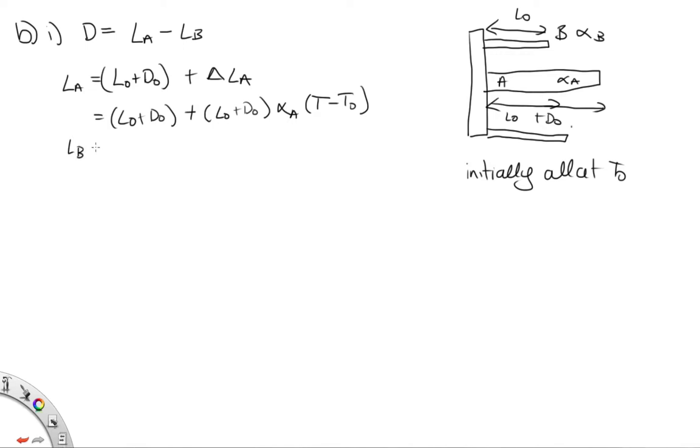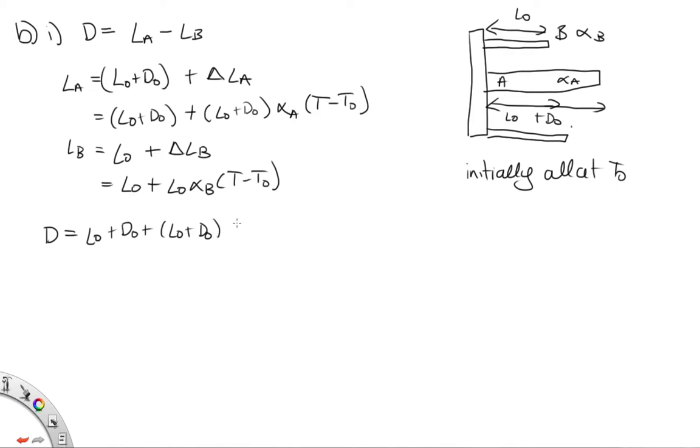Similarly for length B, it's equal to L naught plus the change in length B. This is the initial length of B, and so that's L naught plus L naught alpha B (T minus T naught). Okay, so now we've got to find D, which is equal to this minus this. So we've got L naught plus D naught plus (L naught plus D naught) alpha A (T minus T naught). That's just this term here. And then we've got to subtract off this term, so minus L naught alpha B (T minus T naught). Okay, this will cancel straight off.